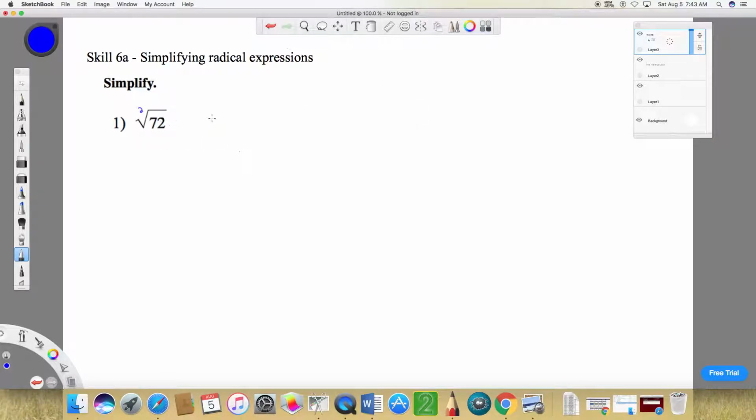So the easiest way that students usually find to break down 72 is to create a factor tree. So we've got 2 times 36 is 72, and 36 is 6 times 6. Okay. Now, although this is not a prime factorization, we have found a pair.